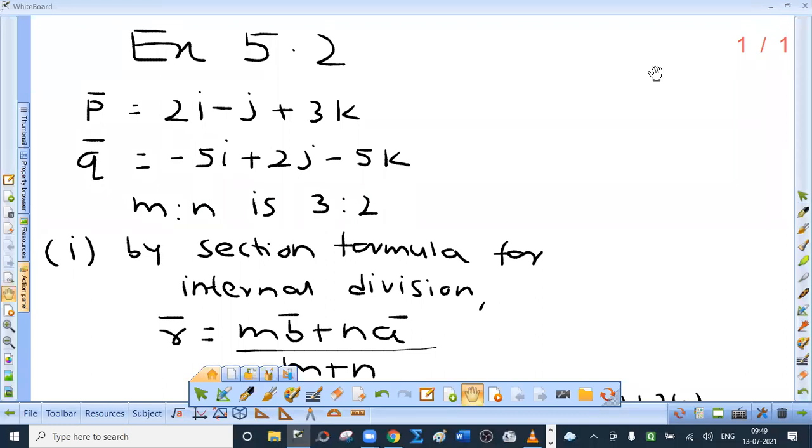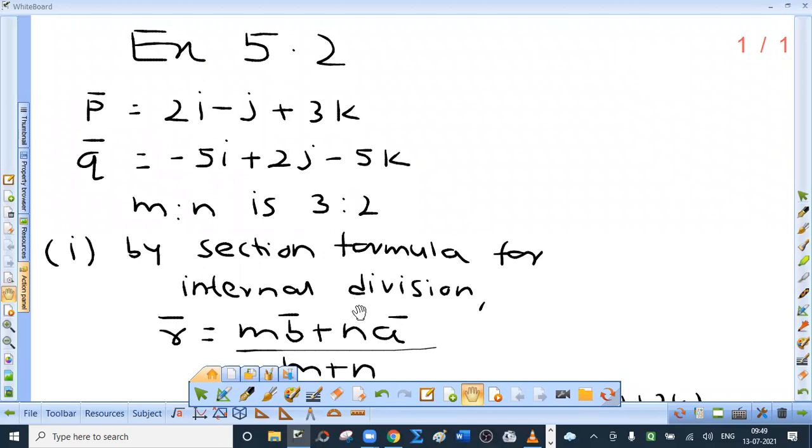Exercise 5.2. Find the position vector of the point R which divides the line joining the points P and Q, whose position vectors are 2i minus j plus 3k and minus 5i plus 2j minus 5k in the ratio 3:2. First part internally, second part externally. P bar, Q bar are given. Ratio is given as 3:2.